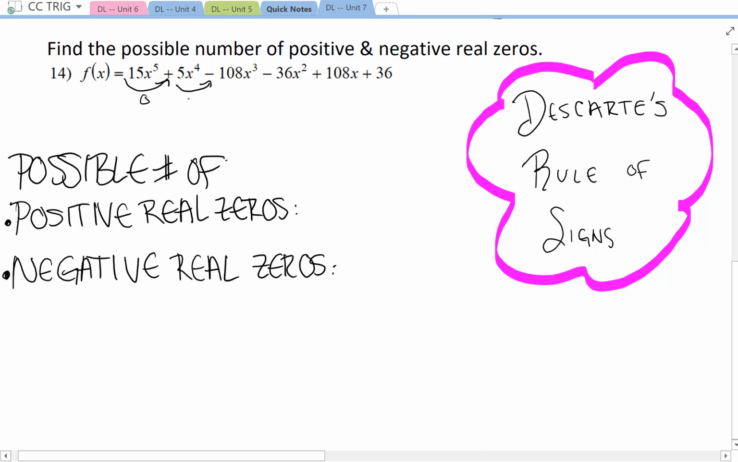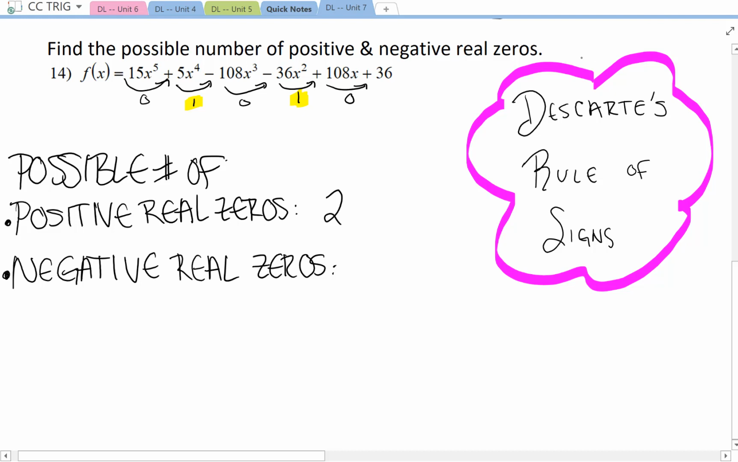A positive to a negative, that is one change. A negative to a negative, that is 0 change in sign. Negative to a positive, that's another change. Positive to a positive, that is no change in sign. So how many changes? 1, 2. 2 possible positive real zeros.